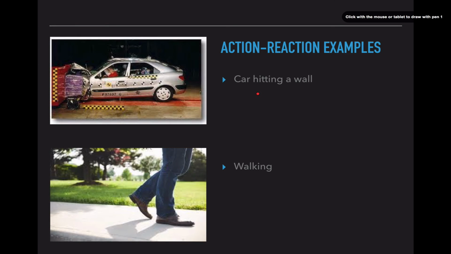So action-reaction examples. A car hitting a wall we are going to break down into the action force and the reaction force. So the force you normally think of is the car on the wall. The car pushes against the wall during the collision. The reaction is the wall pushing back onto the car. The wall might crumble, but essentially it won't move. The car is the thing that's going to either stop its motion or possibly bounce backwards.